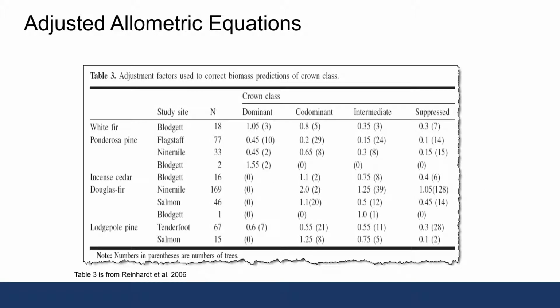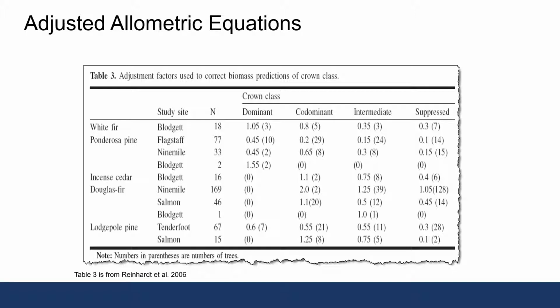The multiplication factors that were developed by Reinhardt et al. 2006 are shown here. You can see that these multiplication factors are divided by both species and site. Thus, if you were to use one of the multiplication factors, you would have to select the correct location that best represents your data.